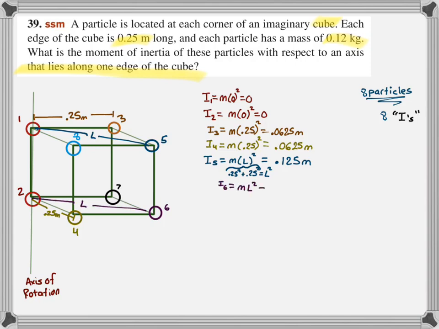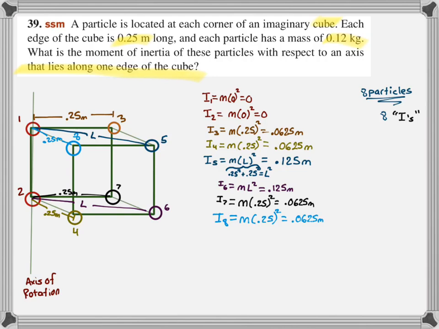For 6, it's pretty much the same thing. We have to find that diagonal, the shortest line to the axis of rotation. So we end up getting 0.125 m again for point 6. For point 7, the shortest distance is that length right there, so it's also going to be 0.0625 times the mass. And then the last point, point 8. The shortest distance to point 8 is that side right there, which is also 0.25 squared times m, which gives you the moment of inertia, once again 0.0625.